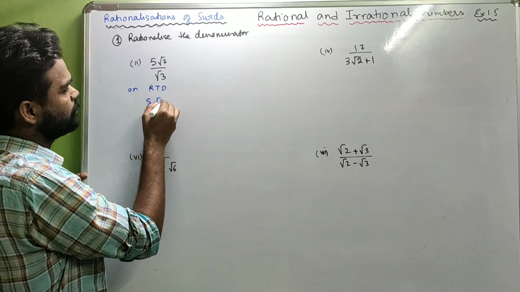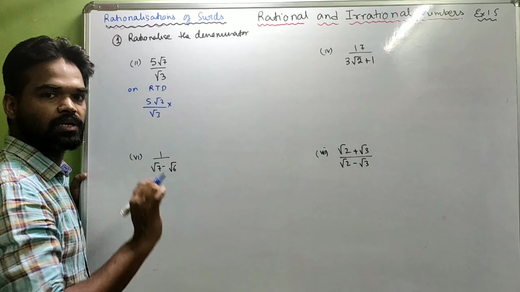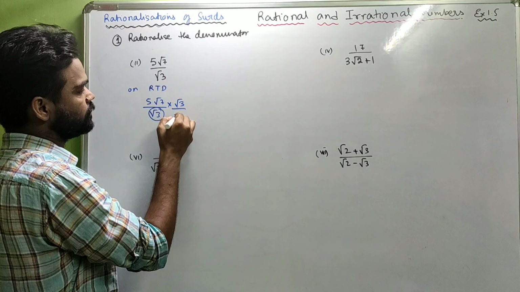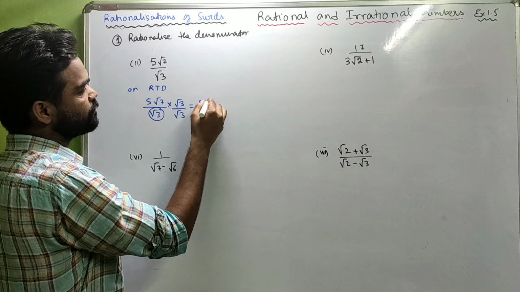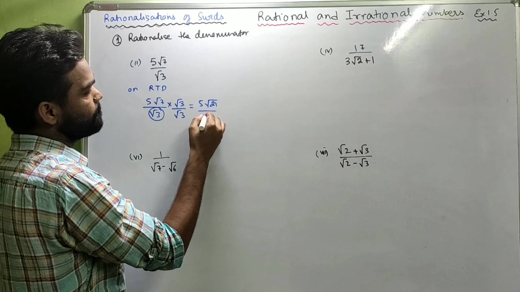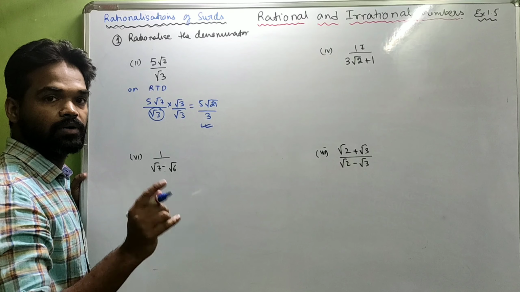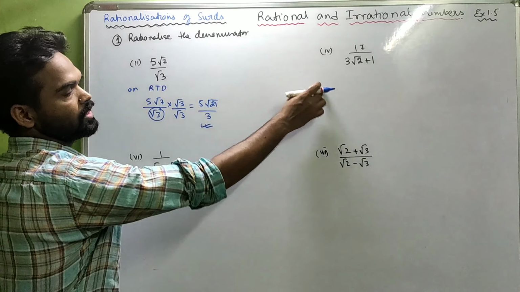See how to do this. When there's only one term in the denominator, that is also inside the root, what we'll do? We'll multiply the numerator and the denominator by root 3. How does it help us? See, this becomes 5 root 21 by 3. That's your answer. We are able to remove the root from the denominator, or the surd from the denominator.